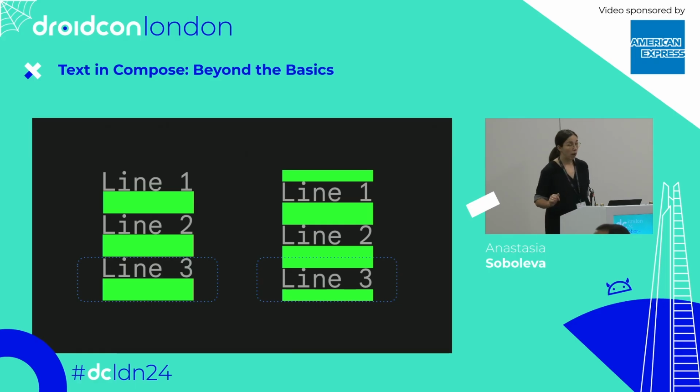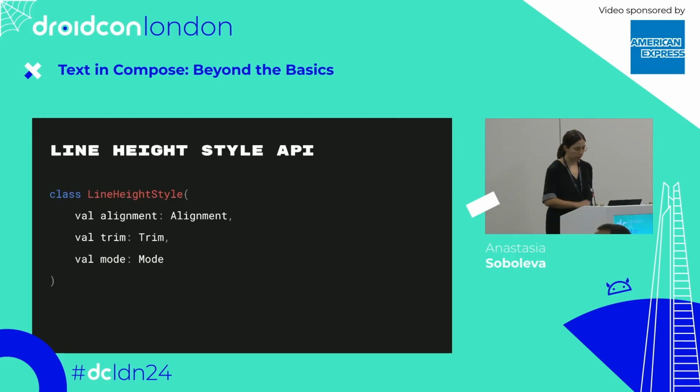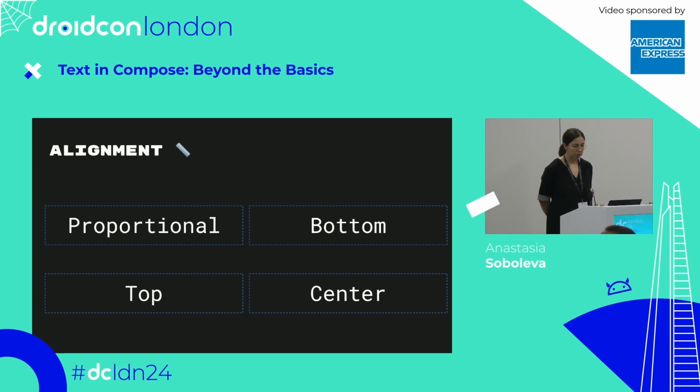But luckily in Compose, we have an API that allows you to manipulate the line height and line height distribution. This API is called line height style. It has 3 parameters: the alignment, trim, and mode. So let's have a look at each of those. Alignment basically says how to distribute that additional line height spacing with respect to the top and bottom of the line. And there are 4 types: proportional, top, bottom, and center.